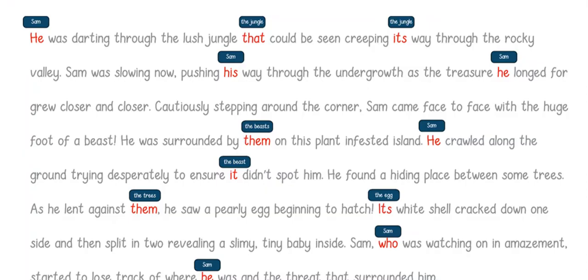Okay, let's have a look at the answers then. So he is Sam. That is the jungle, because we're describing the jungle there. It is the jungle again. His is Sam. He is Sam. And then we go right down here to them, which is the beasts. He again is Sam. It is the beast. Them is the trees. It is the egg. Who is Sam. And he is Sam.